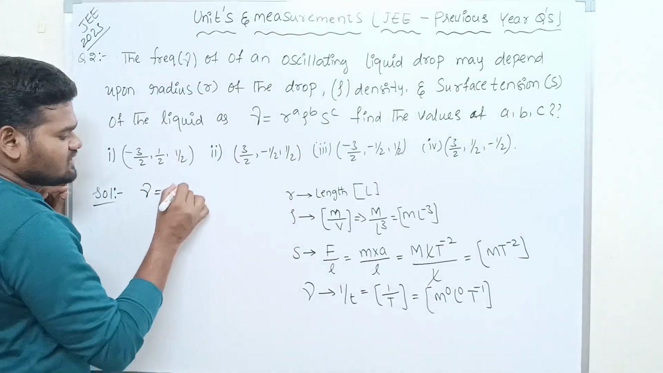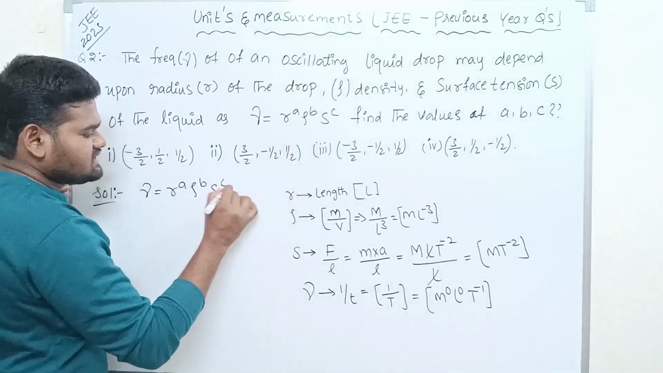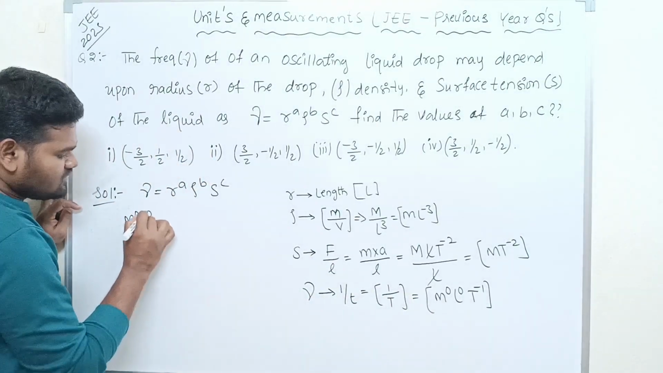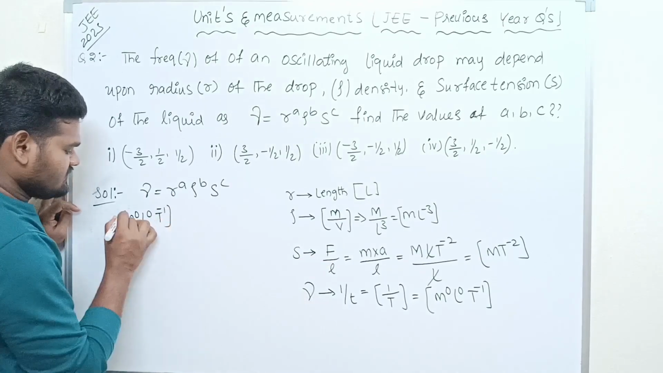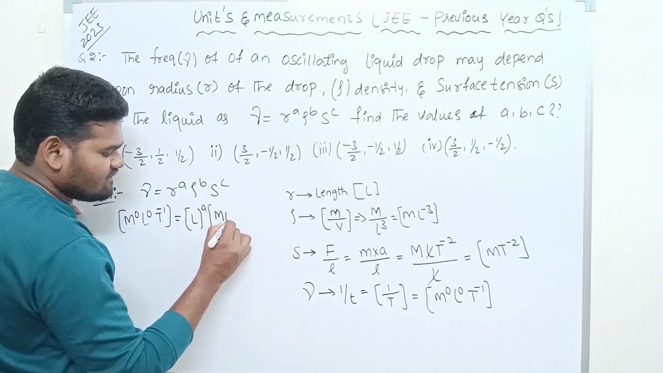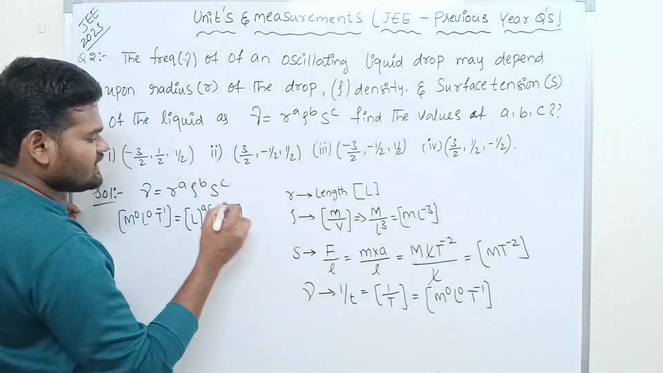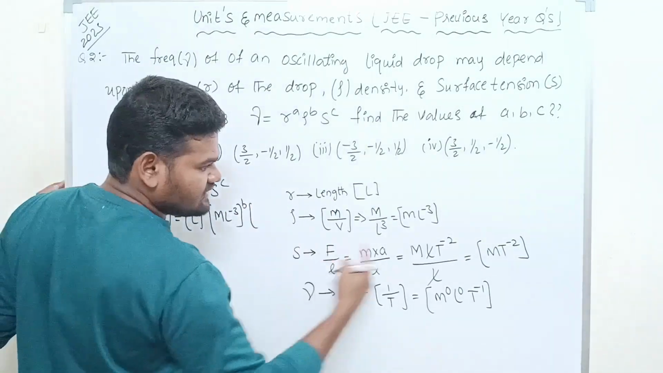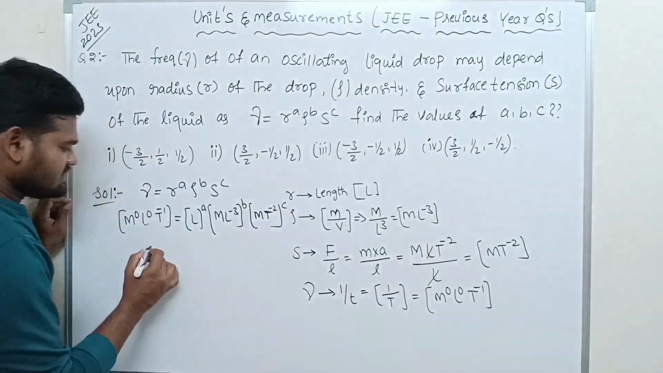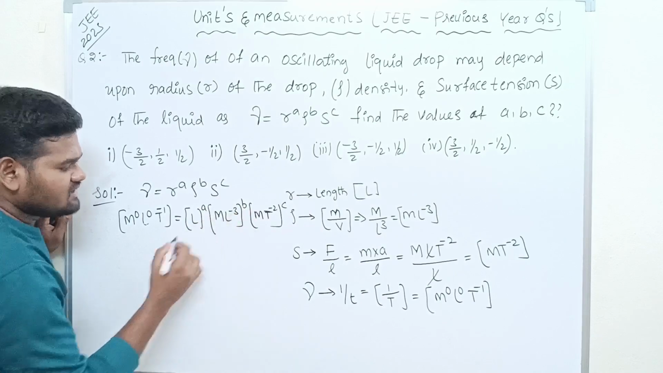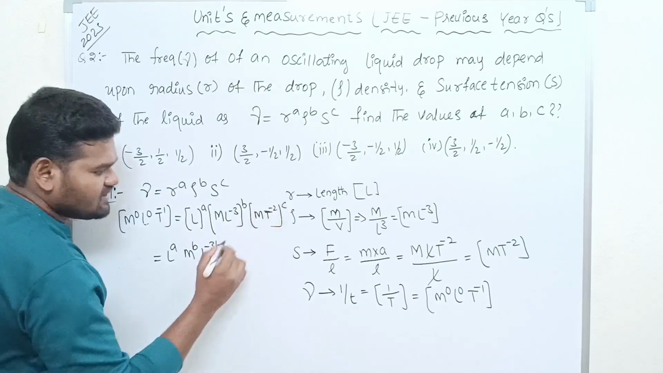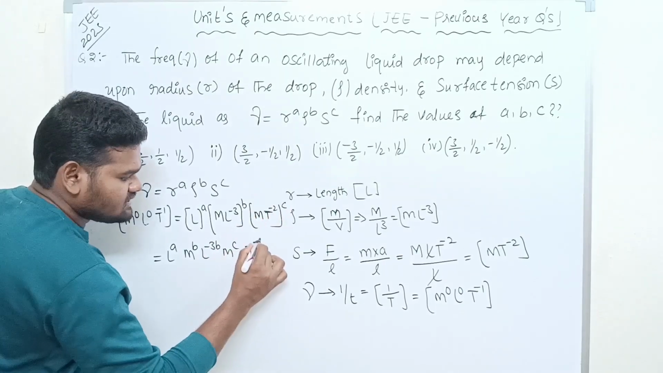Given frequency is equal to R power a, rho power b, surface tension power c. Frequency is M power 0, L power 0, T power minus 1. Radius is length power a, density is M L power minus 3, whole power b, surface tension is M T power minus 2 power c. Just write powers to all these terms: L power a, M power b, L power minus 3b, M power c, T power minus 2c.